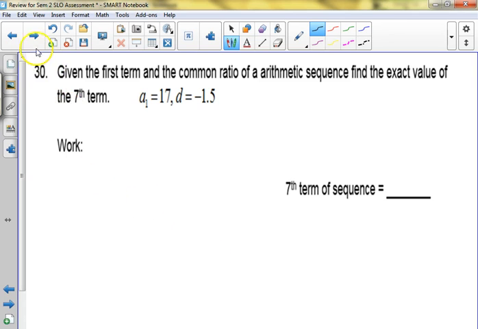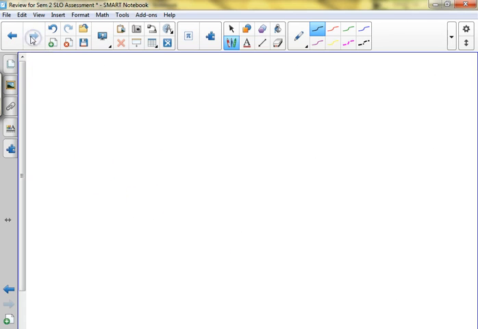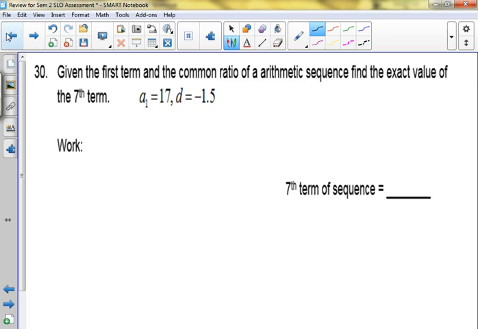30. There's actually only 30 questions on the quiz, but remember I put an extra graphing cosine and sine question on there? That's why this has 31. Okay.